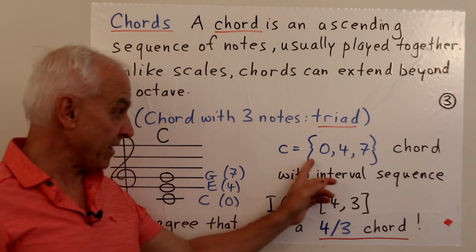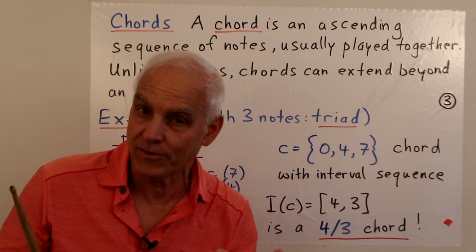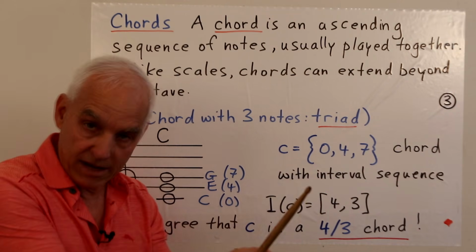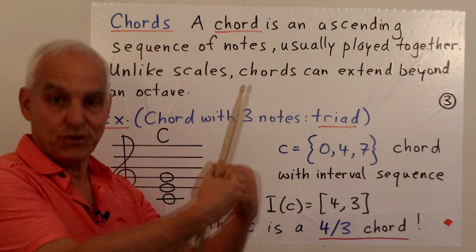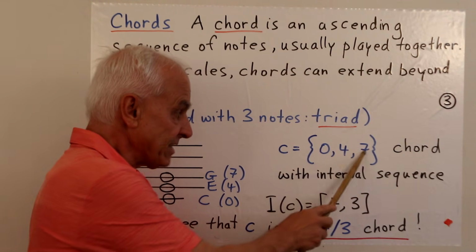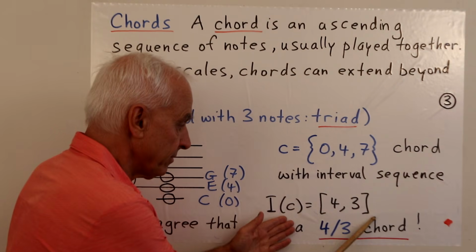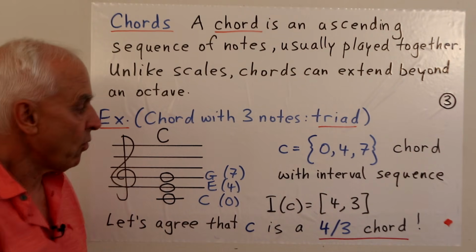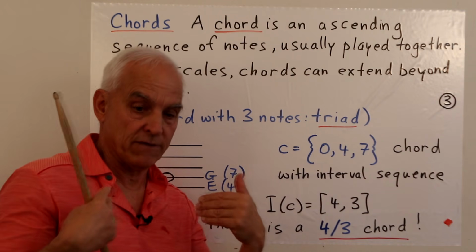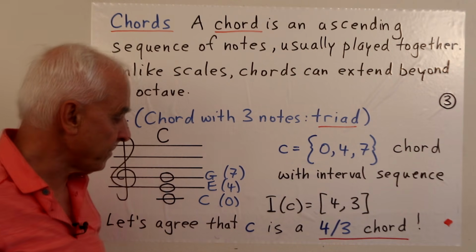So we'll also say that this chord has an interval sequence, just like a scale has an interval sequence, where we look at the corresponding steps that we have to take to go from one of these notes to the next. From 0 to 4 is a 4-step. From 4 to 7 is a 3-step. So the interval sequence of this chord, I of C, will be denoted like this, with square brackets, the same notation that we used for interval sequence for a scale: 4, 3.